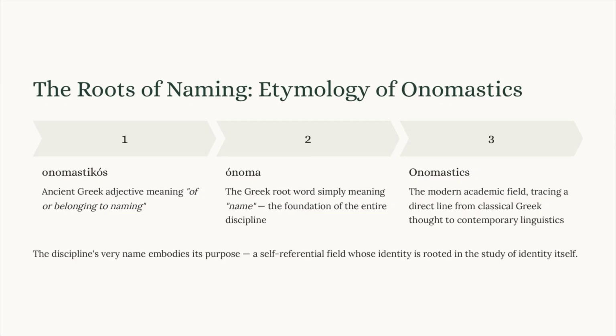To understand the field more deeply, it is useful to look at the origin of the word itself. The term onomastics comes from ancient Greek. The adjective onomastikos means of or belonging to naming, and it is derived from the Greek word onoma, which simply means name. This etymology is very meaningful because it reflects the central focus of the discipline. The modern term keeps a direct connection to classical thought and shows how long people have been interested in names and naming practices. In this sense, the name of the discipline itself is symbolic. Onomastics studies identity through names, and even its own name demonstrates that connection between language, meaning, and identity.